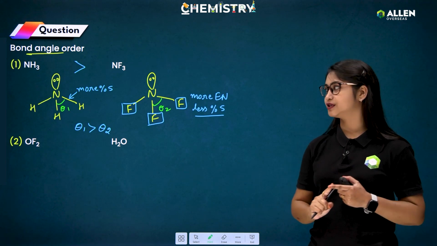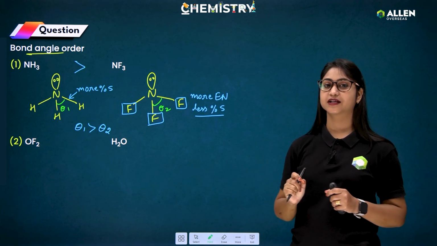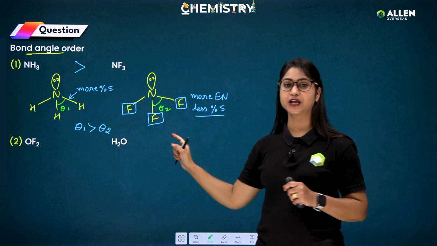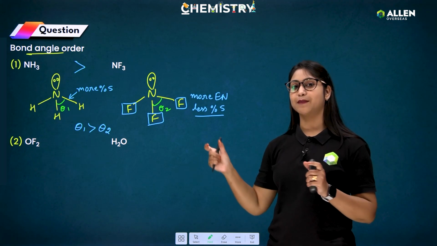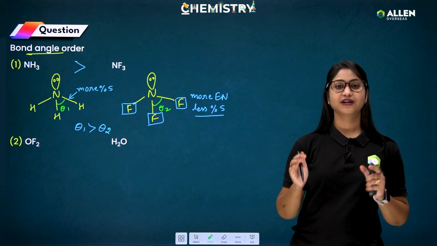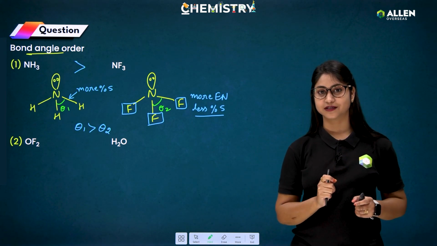And one more thing I should tell you: here you can see that steric crowding, the steric factor, is not applicable for hydrogen and fluorine. So when the steric factor is not applicable, then only you will apply Bent's rule. Whenever the steric factor is there, you have to decide on the basis of the steric factor.